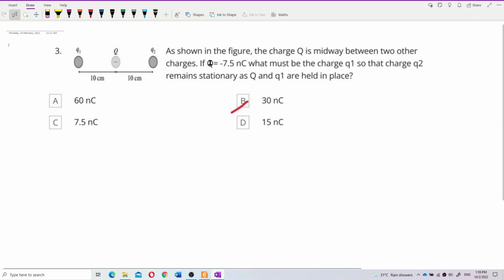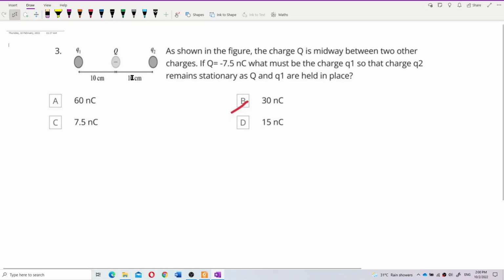Okay, as shown in the figure, the charge Q is midway between the two other charges. If Q is negative 7.5 nanocoulomb, what must be the charge Q1 so that the charge Q2 remains stationary as Q and Q1 are held in place?